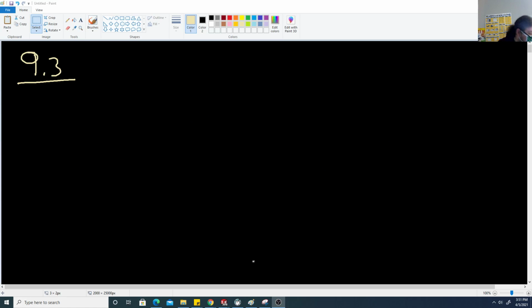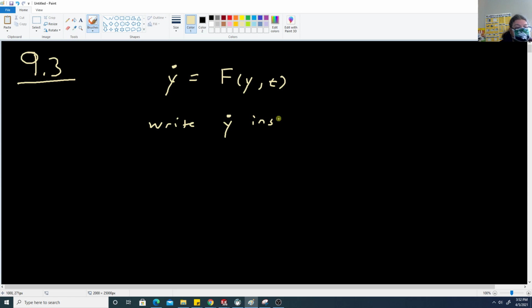Okay, we're going to be looking at section 9.3 today, and we're going to get a new notation where we're going to be looking at using the symbol y dot, which you guys may see in engineering or physics. This equals a function that depends on y and t. And in this notation, we can write y dot instead of dy dt. So basically, y dot is a stand-in for dy dt.